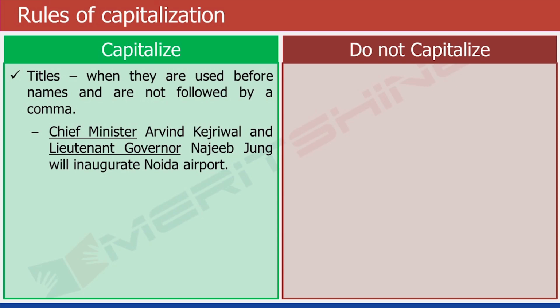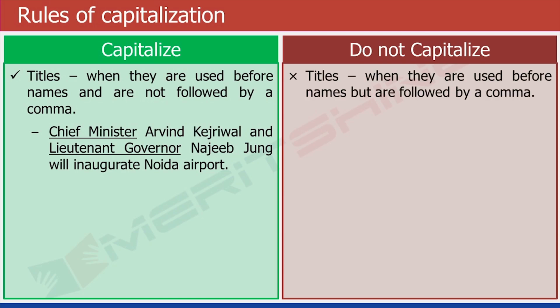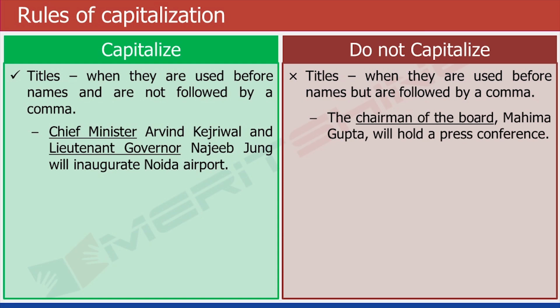Here, the Lieutenant Governor is not followed by a comma and is hence capitalized, and Chief Minister, being in the beginning of the sentence, is also capitalized. We don't capitalize the titles when they are used before names but are followed by a comma. For example, in the following sentence, the noun chairman is not capitalized. The chairman of the board, Mahima Gupta, will hold a press conference.